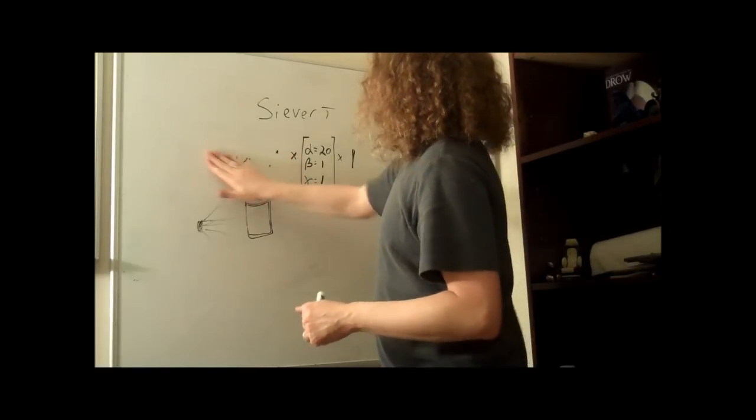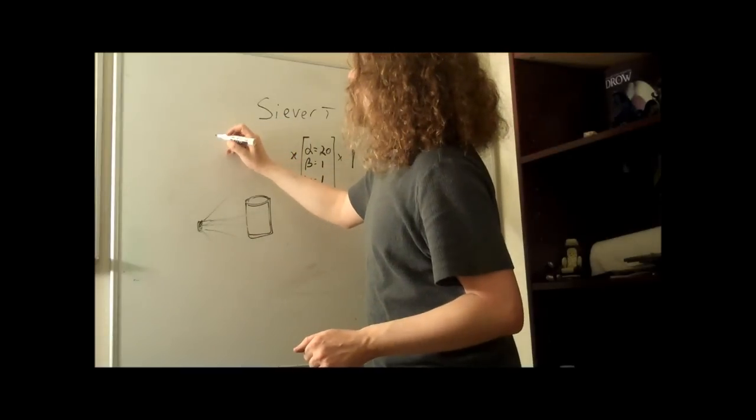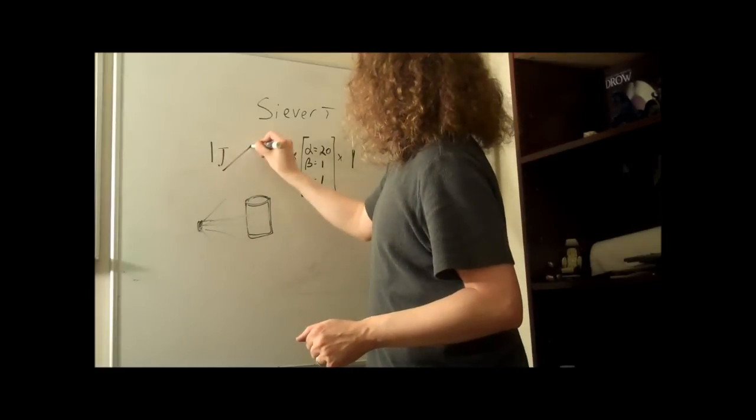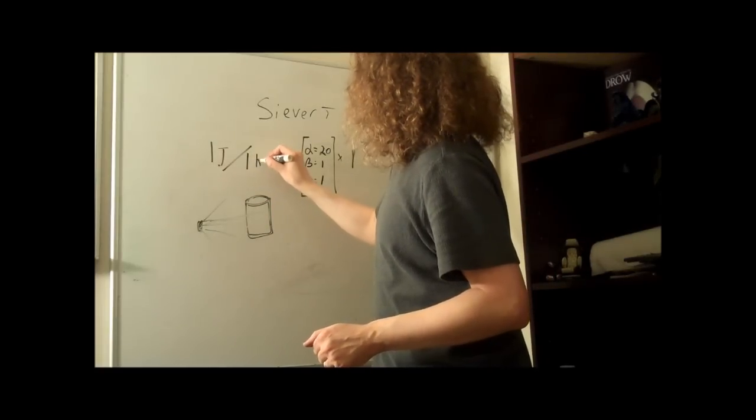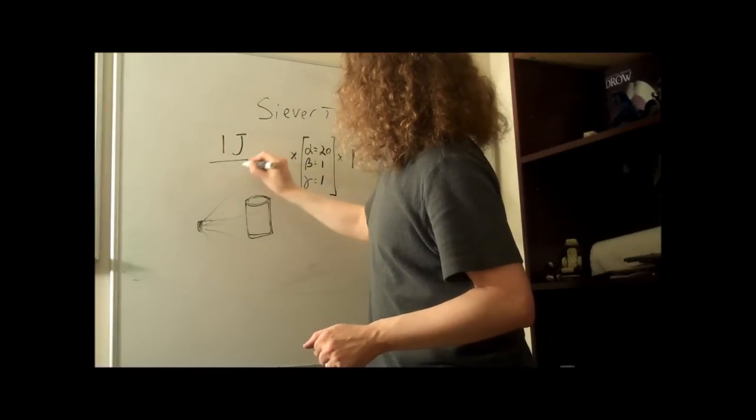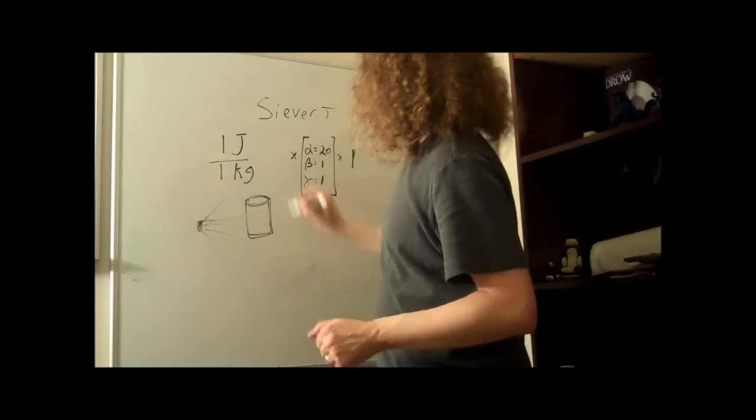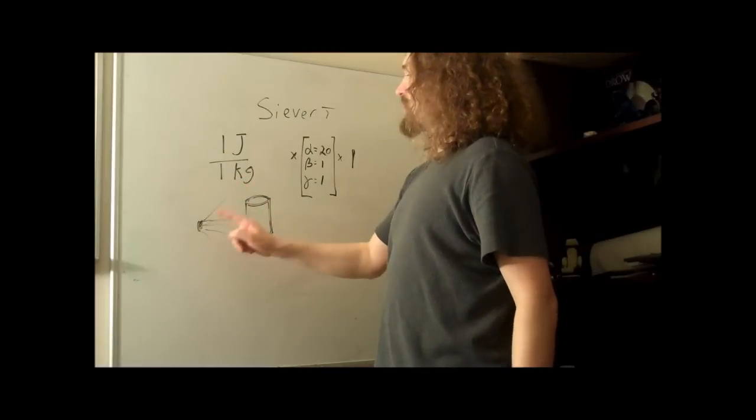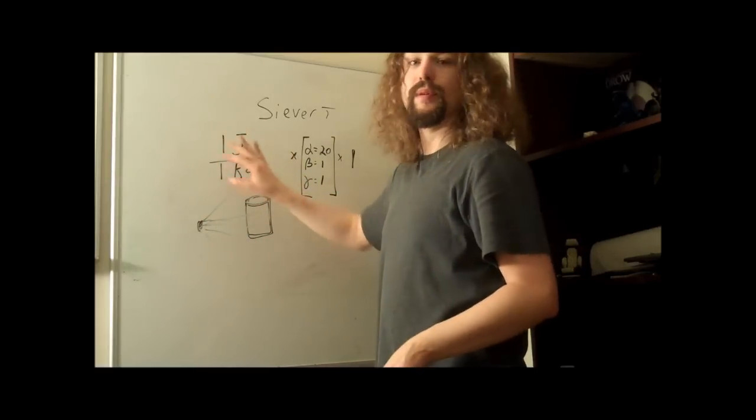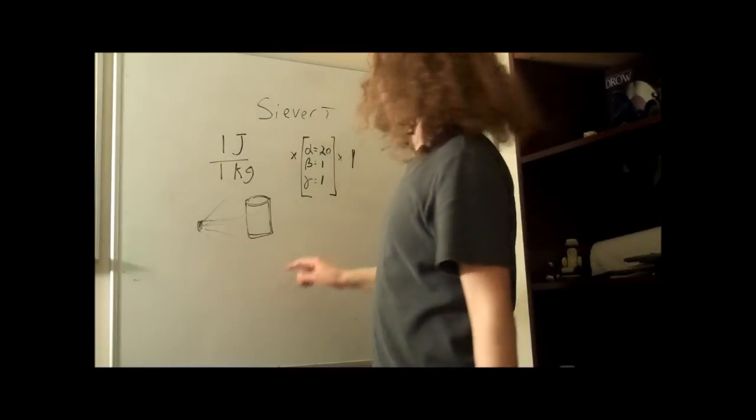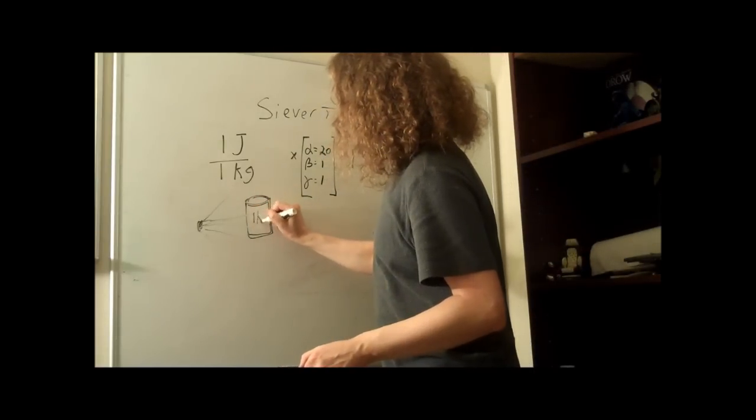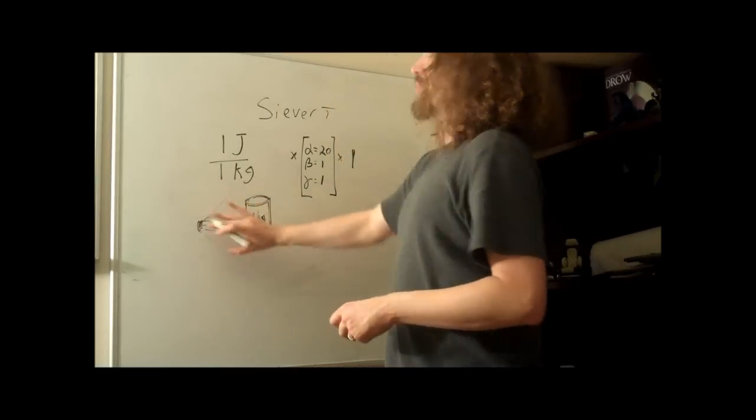Okay, 1 gray is equal to 1 joule of energy divided by 1 kilogram. Let's draw that a little better. 1 joule, 1 kilogram of mass. So, if this object produced radiation that amounted in one period of time, whatever amount of time we're looking at, to 1 joule, and this object here was 1 kilogram in size, then this would have accepted 1 gray of radiation.